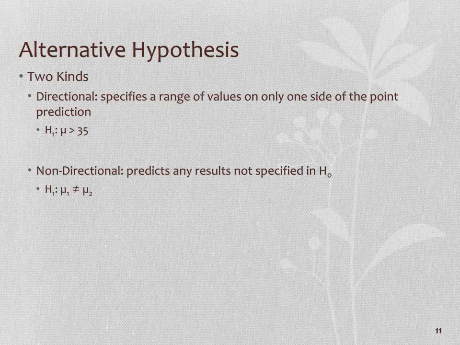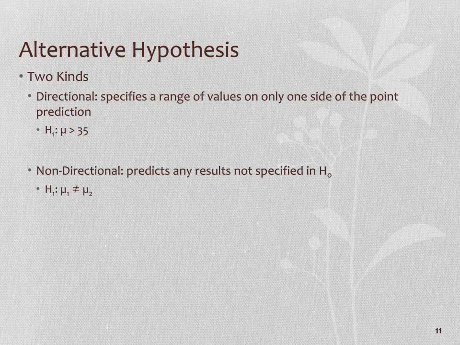Typically, we're going to test non-directional hypotheses. So we said that Aubrey has a higher IQ than the general population. That is what we call a directional hypothesis. So it's going to specify a range of values on only one side of the point prediction. So that's where you say one is larger than the other, those kinds of things. So we specified a directional hypothesis.